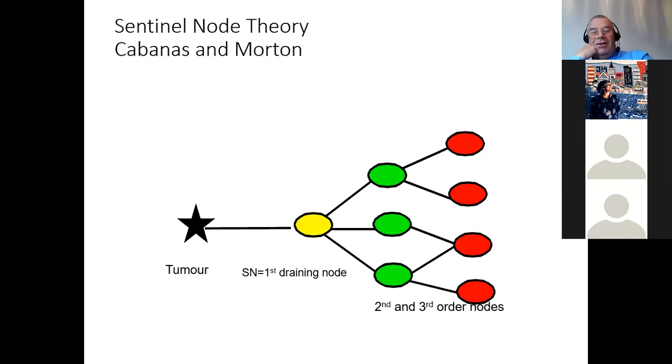So there are second and third order nodes that you may also see, but it's the first draining node which is your sentinel node.